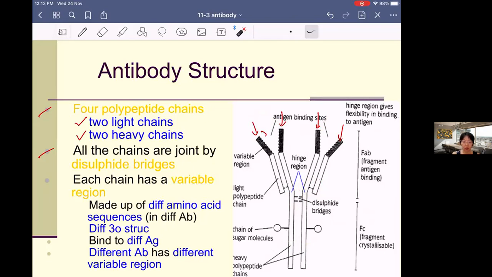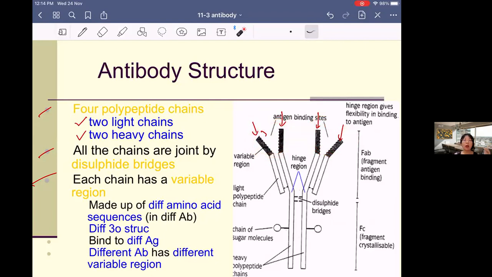Next, each chain has a variable region. You look at this part here. This part here is shaded darker in color. This is the variable region of the polypeptide chain. Variable region means this region can be different for different antibodies. We have many different types of antibodies. Each antibody can bind to only one type of antigen. So why do we have different types of antibody? The part that is different is this variable region of the polypeptide chain.